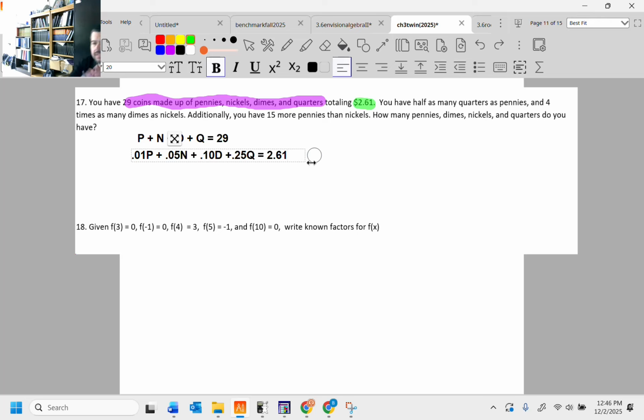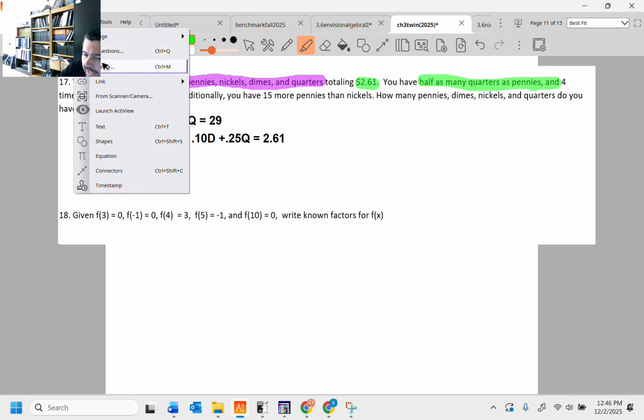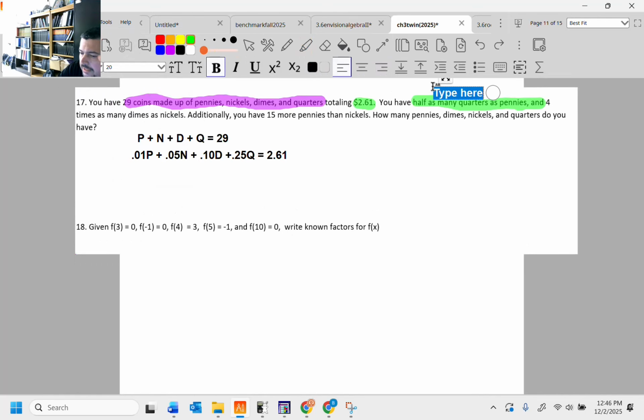All right, now it gets a little harder here. Like, this is hard for kids to comprehend. You have half as many quarters as pennies. So if I had 2 pennies, I'd have 1 quarter. What I actually have to do for equality is I have to double the number of quarters to equal the pennies. Think about that. I know how it reads, but you have to also think, T-H-I-N-K, think.